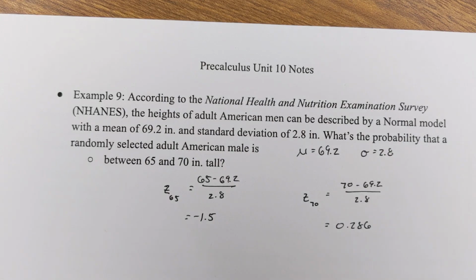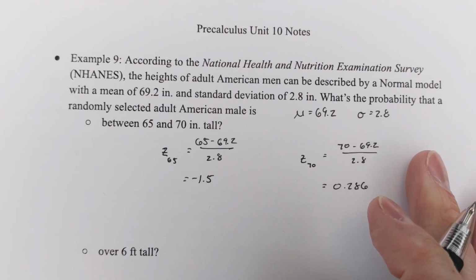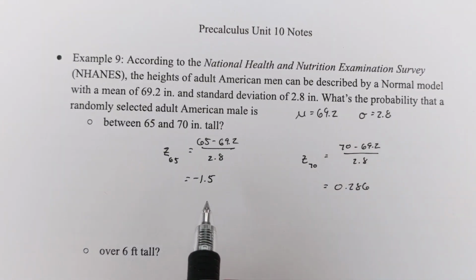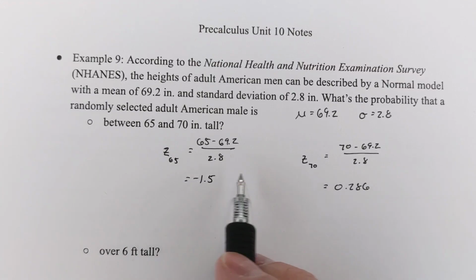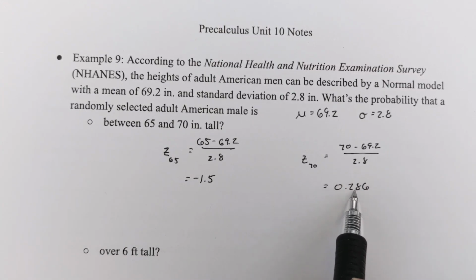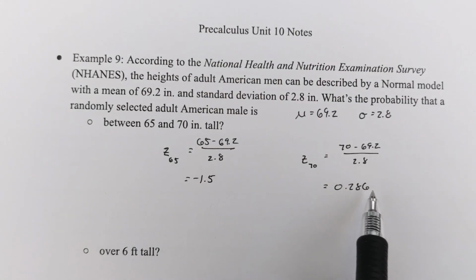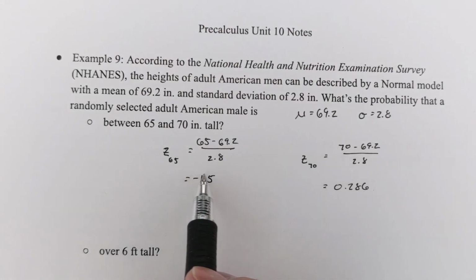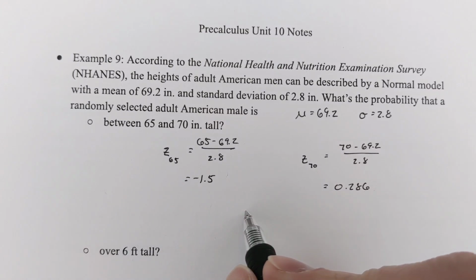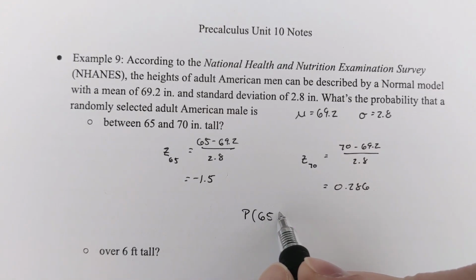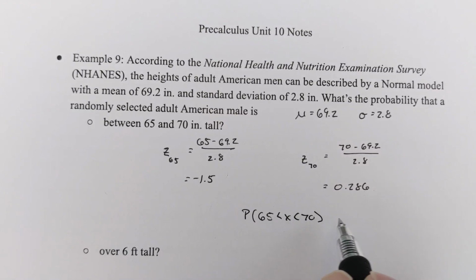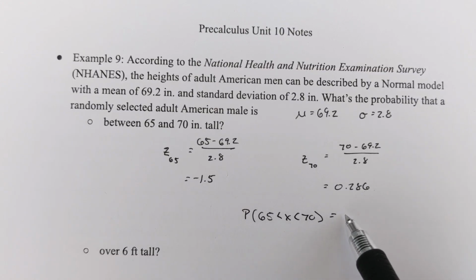Now there are tables that give you this that you can use to calculate these. I didn't pull them up, but you'll have them in class, and we'll talk about how to use them. If you're on your table, you find your z-scores, and you can look up the probability that your value is less than them. Since this is the bigger value, you take the probability from this minus the probability of this. So the probability that you are between 65 and 70 actually comes out to be about 0.547.